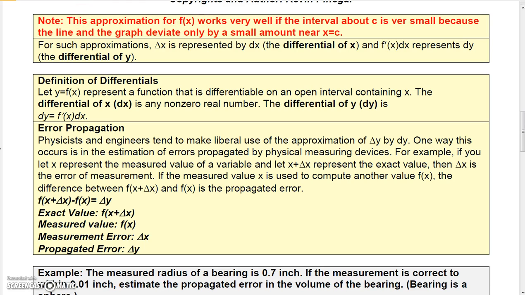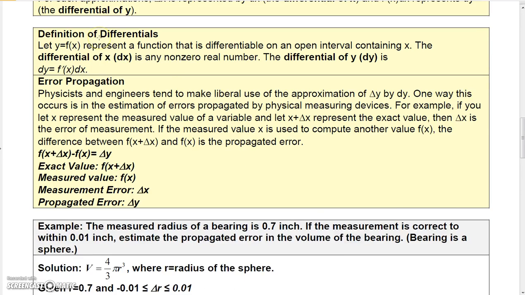So in these approximations, delta x is represented by dx, and it's called the differential of x, and f prime of x dx represents dy, the differential of y. So if you let y equal f of x represent a function that's differentiable on an open interval containing x, then the differential of x is any non-zero real number, and the differential of y, dy, is dy equals f prime of x dx.